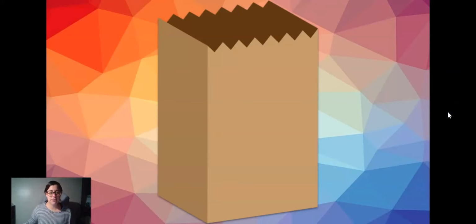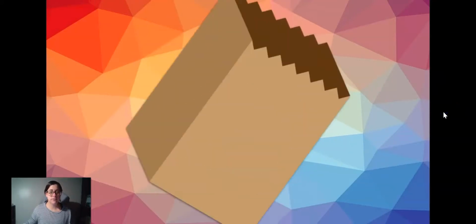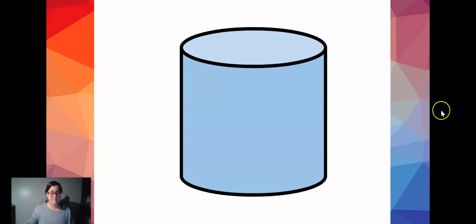Let's find out what our next shape is. What is this shape? Your teacher's going to pause the video and talk about what this shape is and find out, does this shape have faces? Does this shape have edges? Does it have a vertex?